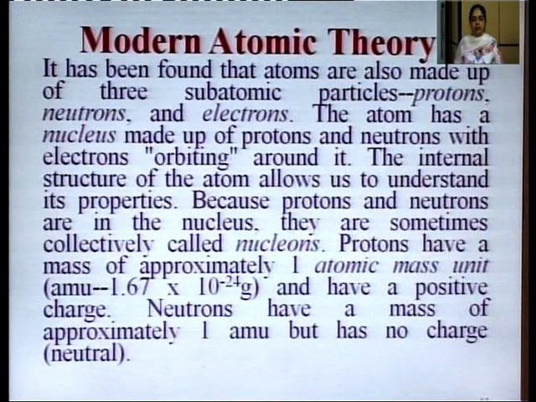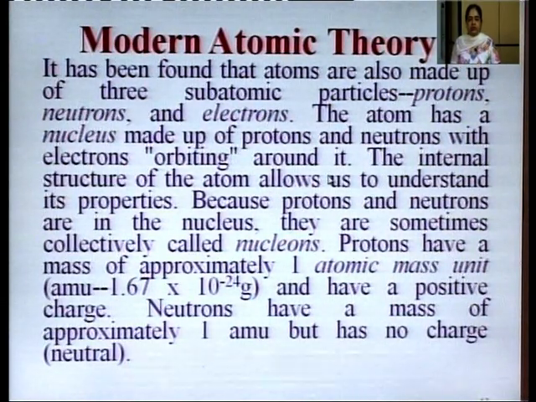Modern atomic theory has found that atoms are also made up of three subatomic particles: protons, neutrons, and electrons. The atom has a nucleus made up of protons and neutrons, with electrons orbiting around it.